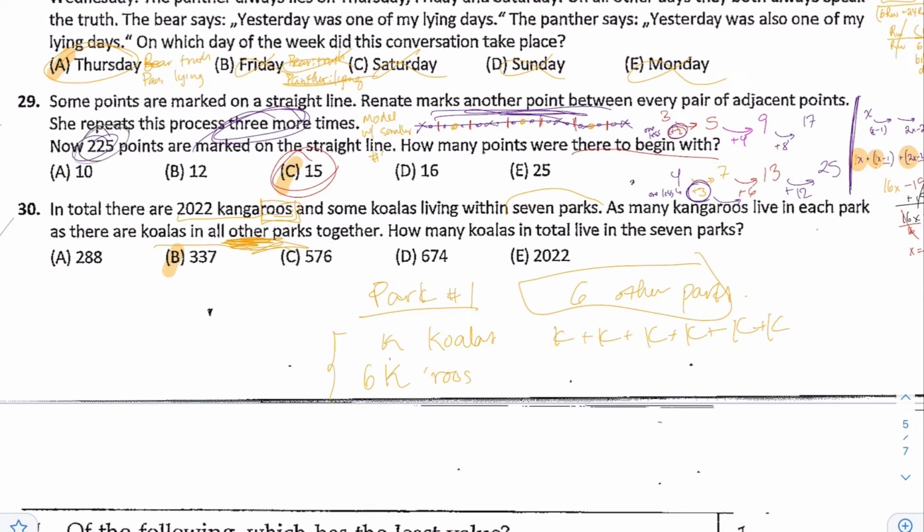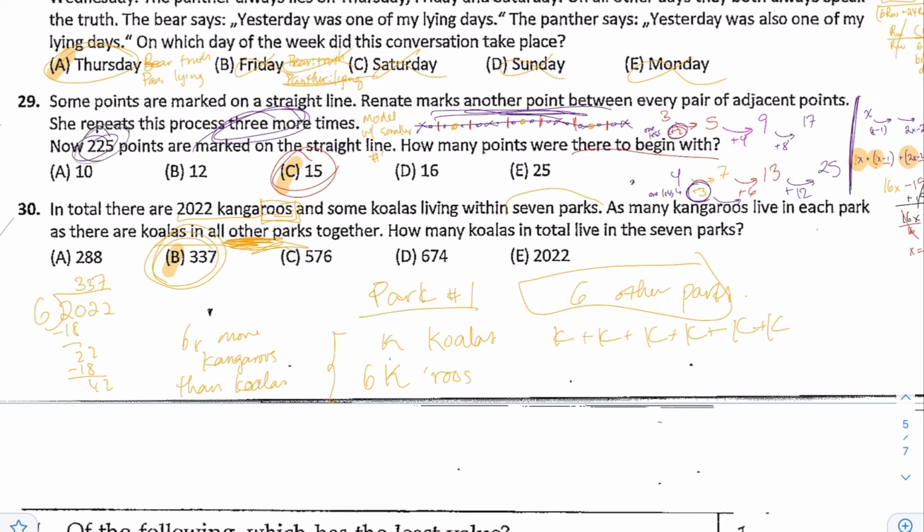So if that's the ratio, 6 times more kangaroos than koalas, you take the number of kangaroos, 2,022, and just divide it by 6. So we have 2022 divided by 6. 3 times 6 is 18. I have 22, 6 goes in 22 another 3 times. 3 times 6 is 18. And 6 goes in 42 7 times. So you'll have choice B, 337 koalas altogether.